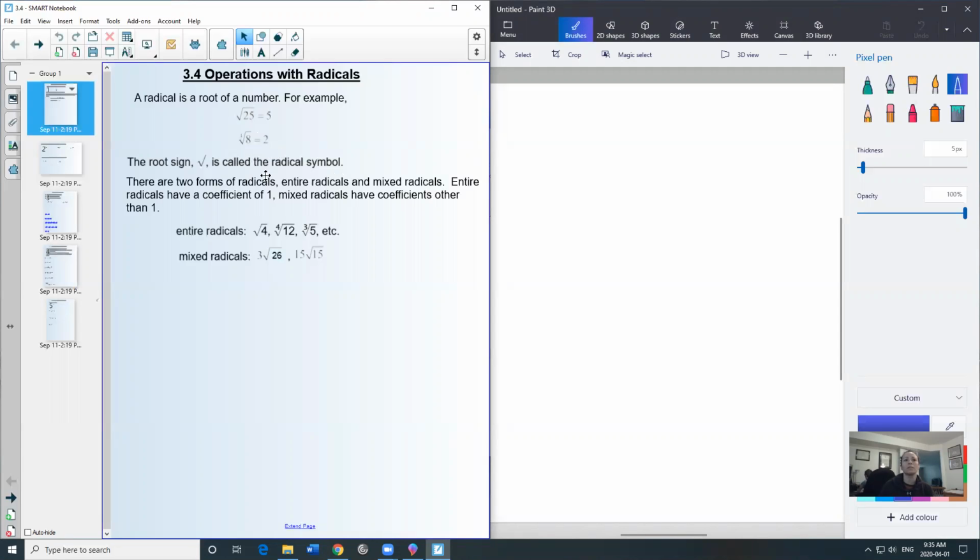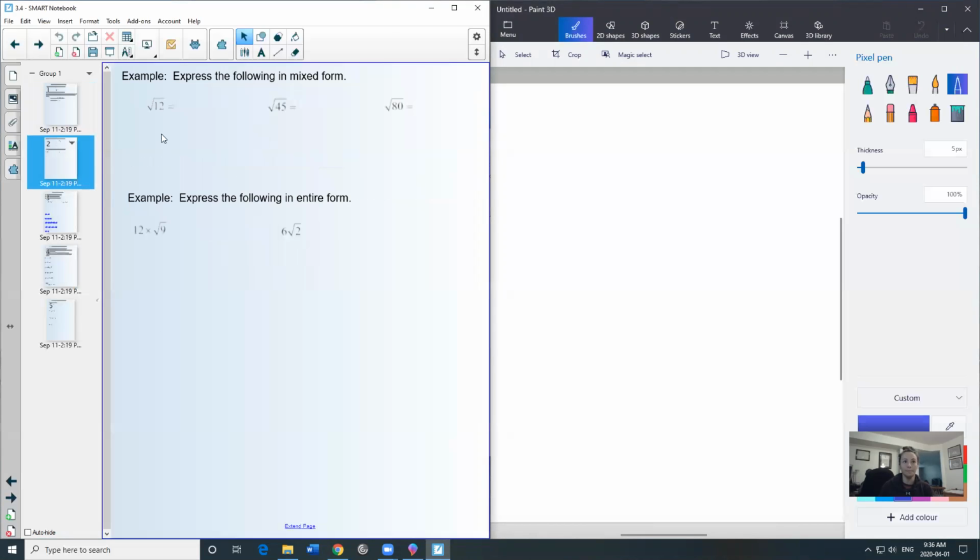We can write radicals as entire radicals, or we can write them as mixed radicals, just like you would a fraction. So these are entire radicals because it's just a number under the root sign. Okay, this is the 4th root of 12. It's just a number under the root sign. These ones down here are mixed radicals because there is a coefficient and a number under the root sign. Okay. So let's take a quick look at a few examples.